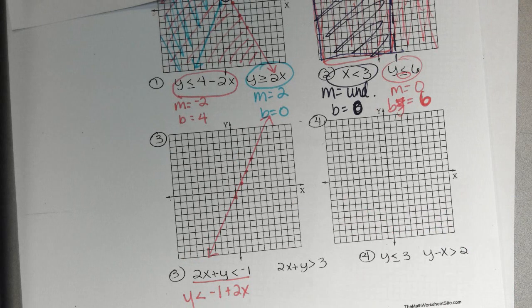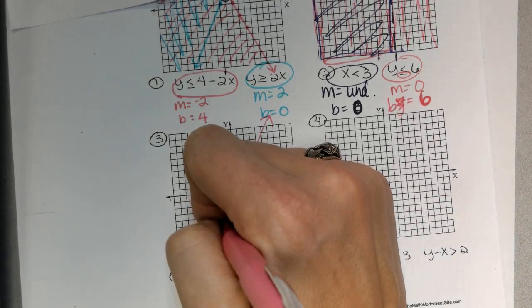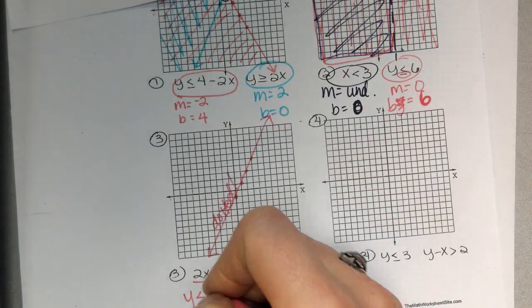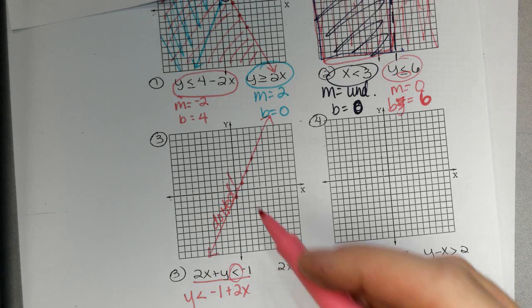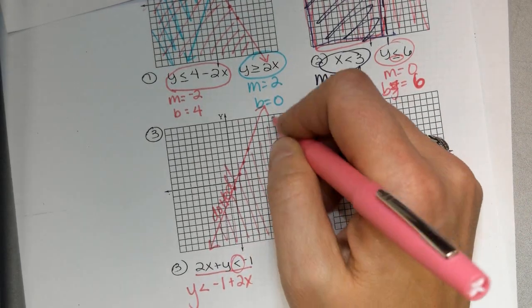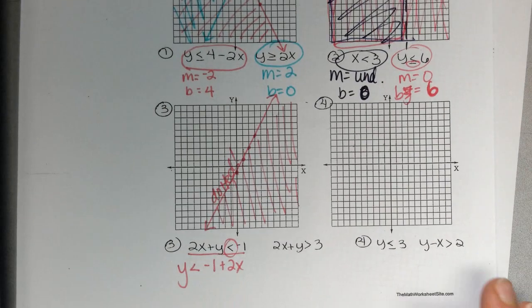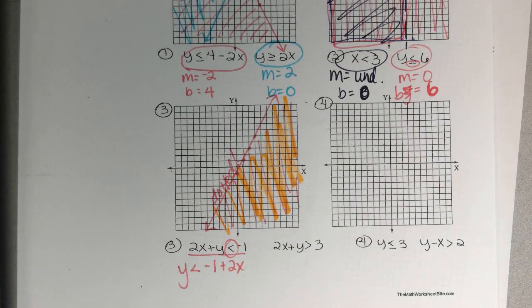Alright. Oh man, I should have dotted this line. This is supposed to be dotted. Did not pay attention before I drew that. It's just a less than sign. So it is less than, so we're going to shade everything under it. Okay. Everything under it. I'm going to shade it with my highlighter so you can see it better.